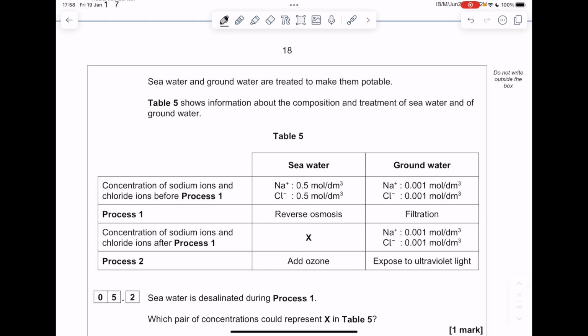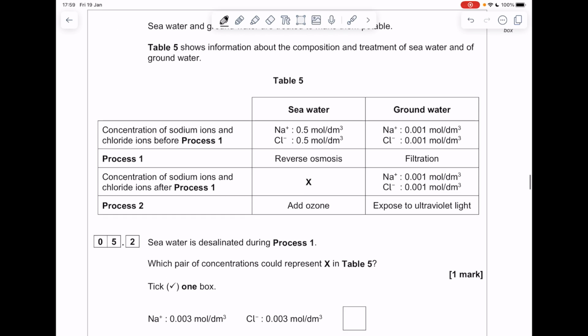Seawater and groundwater are treated to make them potable. That means suitable for drinking. Table 5 shows information about the composition and treatment of seawater and of groundwater. Concentration of sodium ions and chloride ions before process 1. So yeah, seawater is salty, so expect it to contain a lot of sodium and chloride ions. Groundwater is not salty, and as you'd expect, far less.